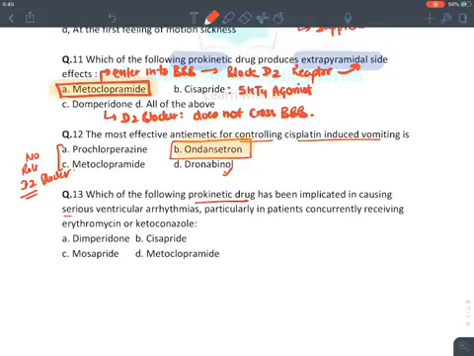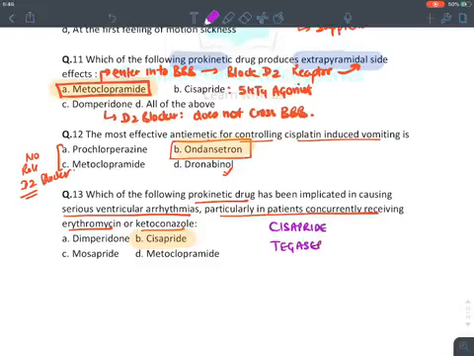Which of the following prokinetic drugs has been implicated in causing serious ventricular arrhythmia, particularly in patients receiving erythromycin or ketoconazole? We have discussed those two drugs. These were cisapride and tegaserod. It is mainly cisapride. If that is not given, you can mark the answer tegaserod. And it got banned because of this reason.